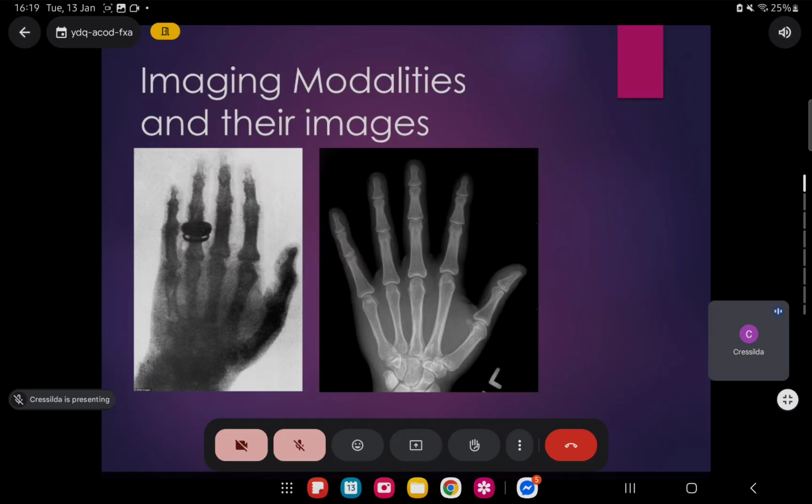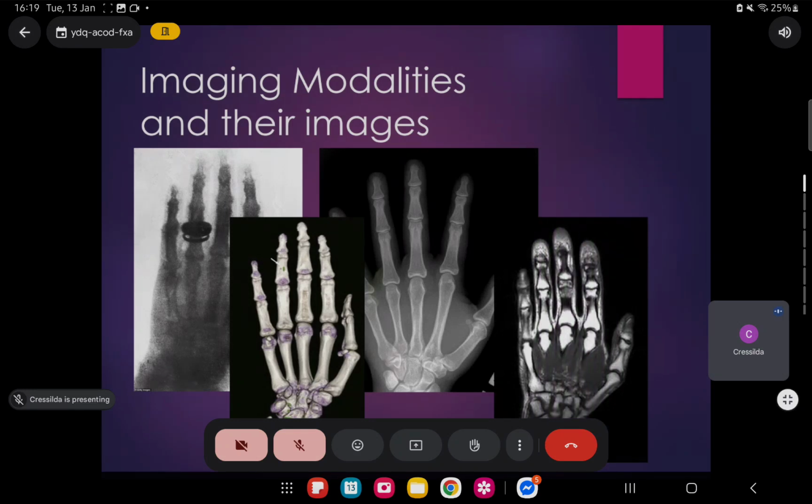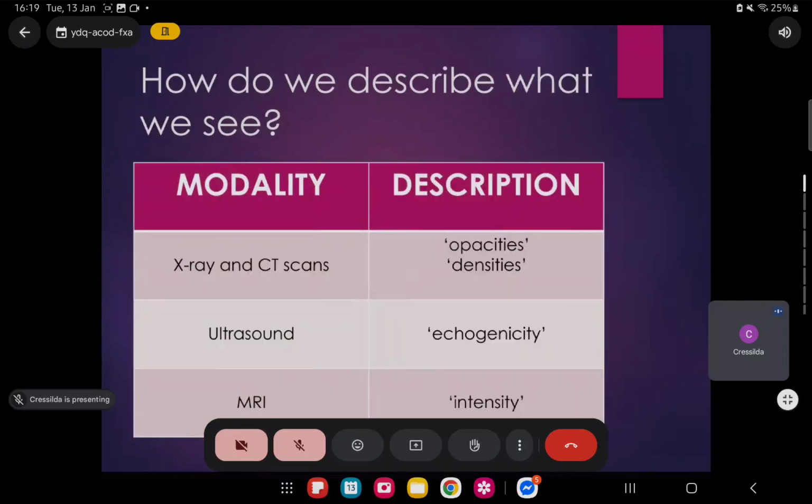Then from X-ray, we can also do CT scan. So this is a bone reconstruction of the hand with CT scan. And then MRI. So this is a T1 image. That means that it's more of anatomy. I won't go into detail about the different sequences, but this is an MRI image of the hand. So you can see that there are different imaging modalities and they show different things. One is more for bones while the rest is more for muscles and soft tissue.